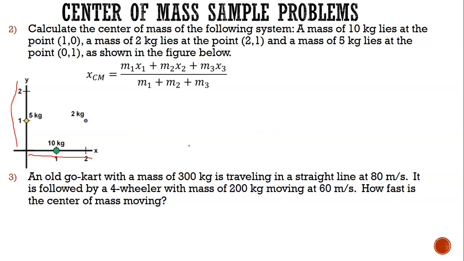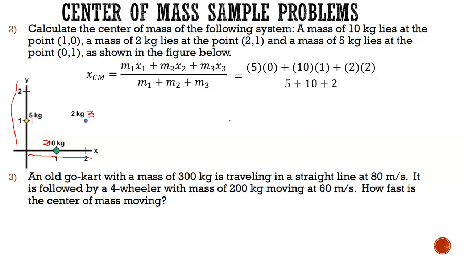So there's 3 objects here. I'm going to say that this is object 1. I'm going to say that 10 kilogram mass is object 2, and the 2 kilogram mass is object 3. So it's each of the masses times their coordinates added together over all of their masses added together. So the 5 is at an x value of 0, the 10 is at an x value of 1, and the 2 is at an x value of 2. So that's why I have this up here on the top, and 5 plus 10 plus 2 is 17.